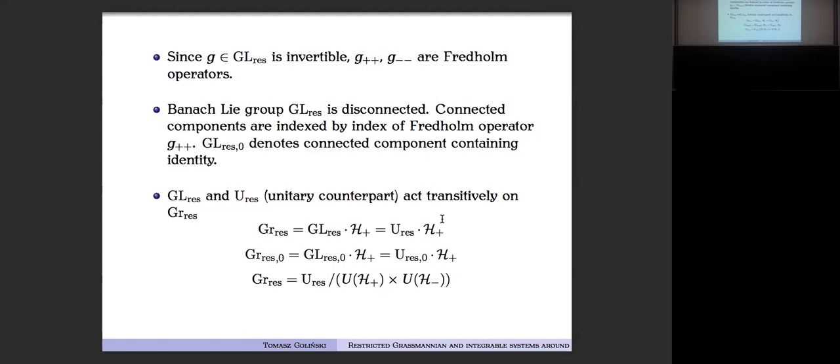These formulas make sense. You can choose H plus and just move it around with those groups. And if you want to have connected components, you just use connected components of the groups. Or alternatively, you can take the unitary restricted group and divide it by the full unitary groups on H plus and H minus.